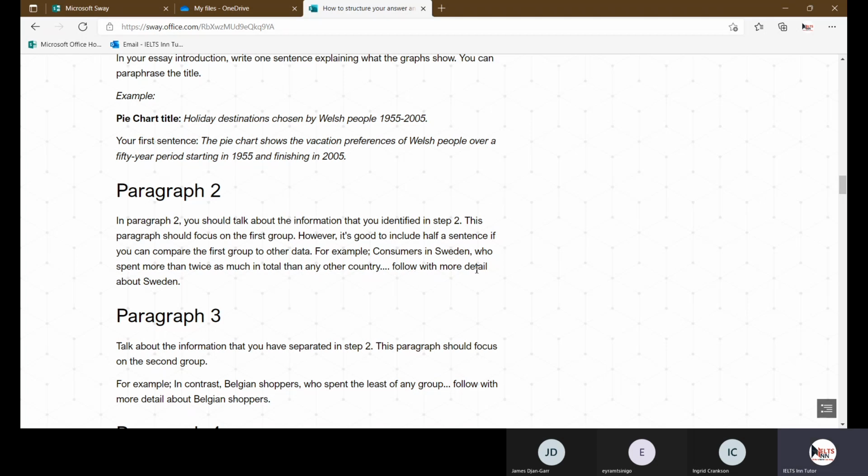Follow with more details about Sweden. For example, let's say they've given a chart comparing Sweden to something, and you see that the percentage of Sweden is twice that of the others. So you should make the comparison here. We've done this for the line graph and the bar chart, so it's quite similar. It follows the same structure, the same format.